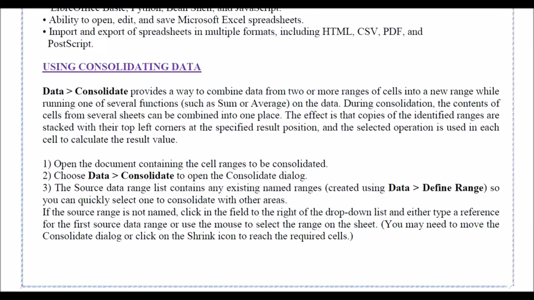For this we have to go to the option Data, Consolidate. It provides us combined data by merging two or more cell ranges, and we get a new range by combining those data. So first we have to define the range and then we have to consolidate it.